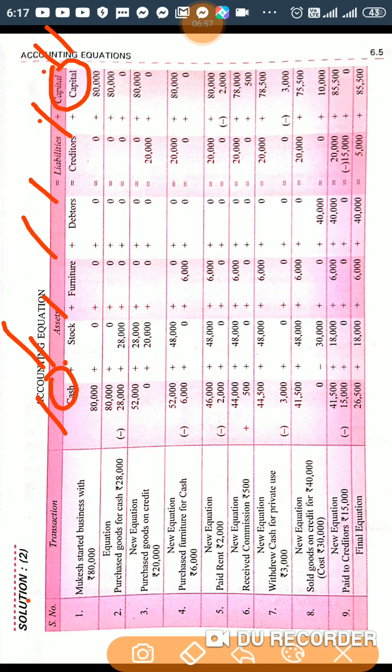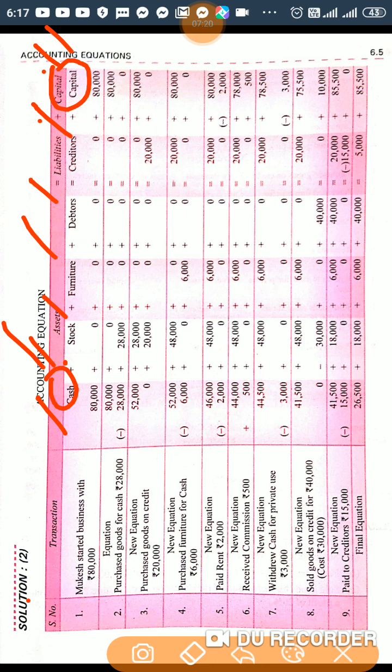That profit will be added to the capital, which is already mentioned here. Now next is paid to creditor rupees 15,000. Two things are involved, creditor and cash. Cash is decreasing, so cash is already mentioned, and at the same time creditor is also decreasing. Creditor you have already mentioned at the time of purchase.